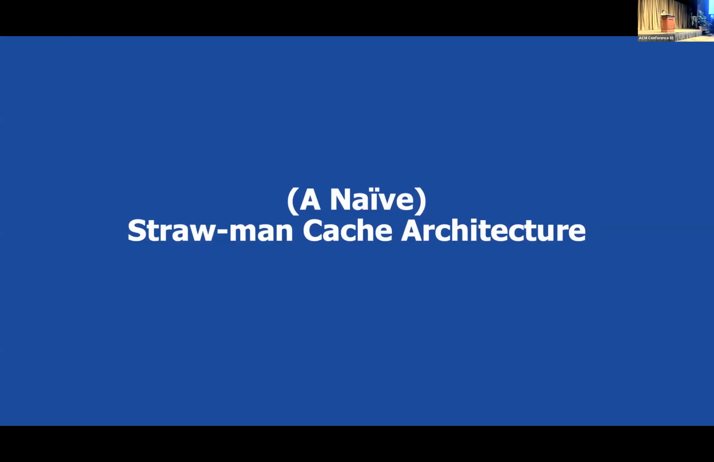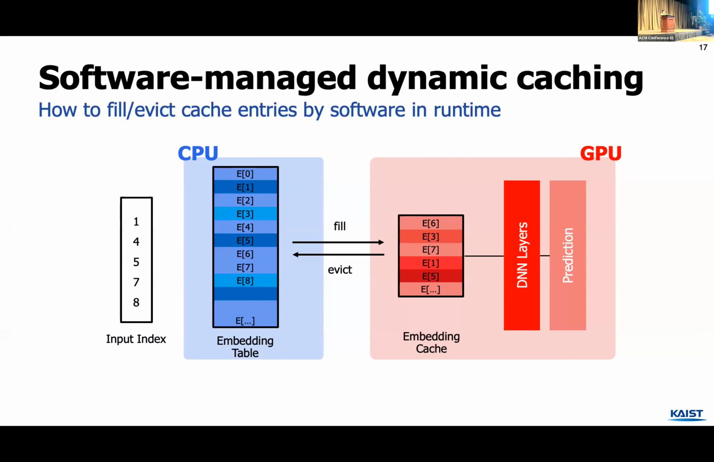Before going into details of our proposed architecture, let me first present a naive strawman cache architecture for recommendation training to point out the important research challenge this paper innovates in. To be able to prefetch the future access embeddings, the cache requires the ability to dynamically replace its entries at runtime. So first, through this example, I will explain how a software-managed dynamic cache works.